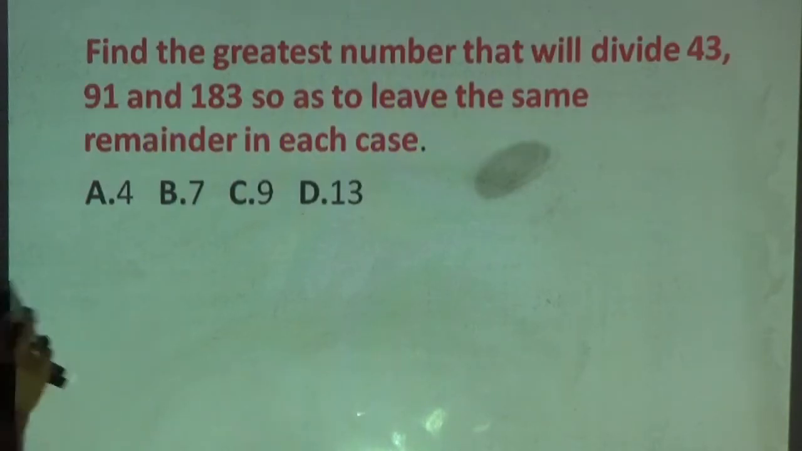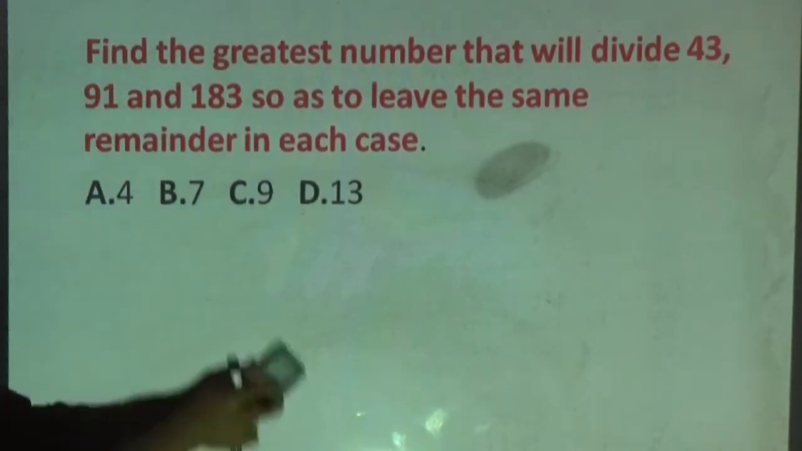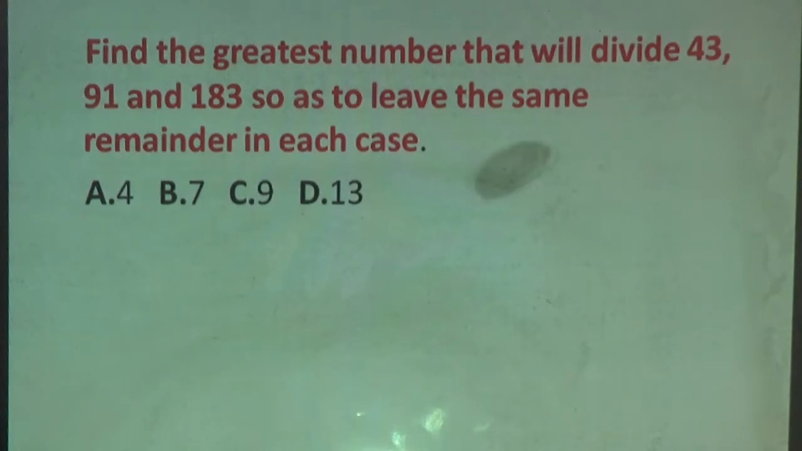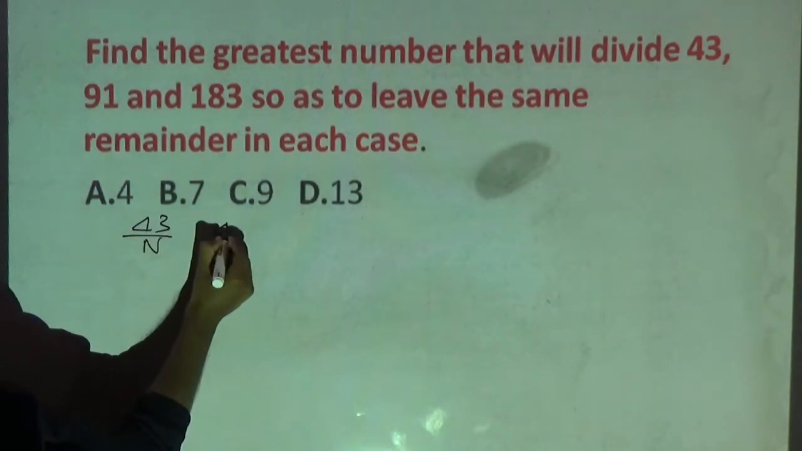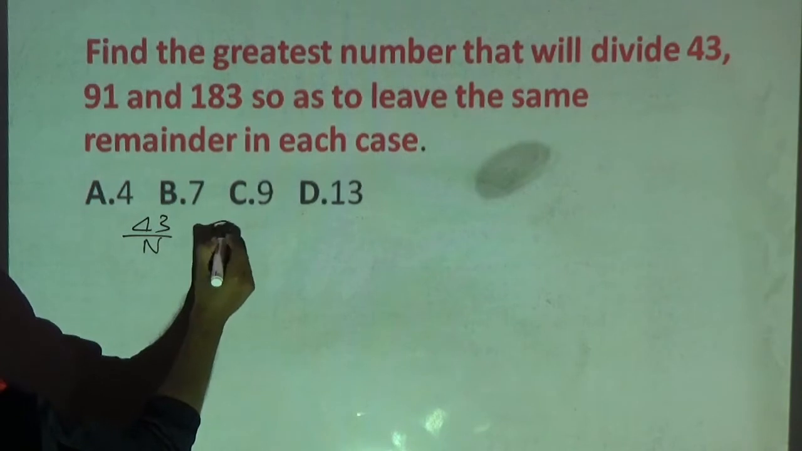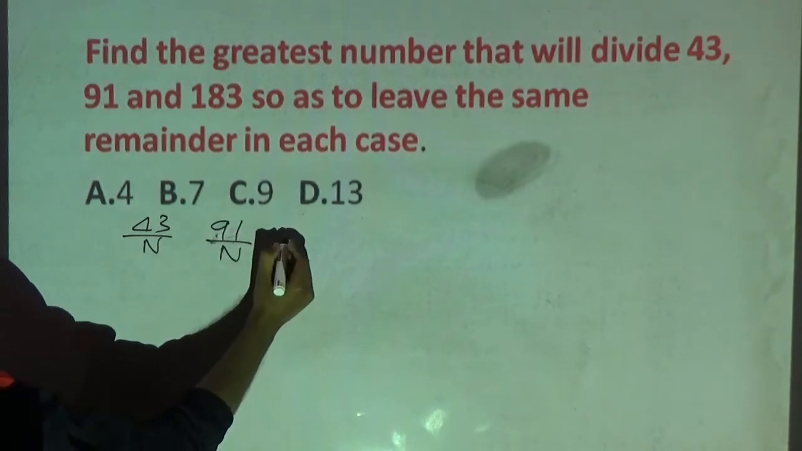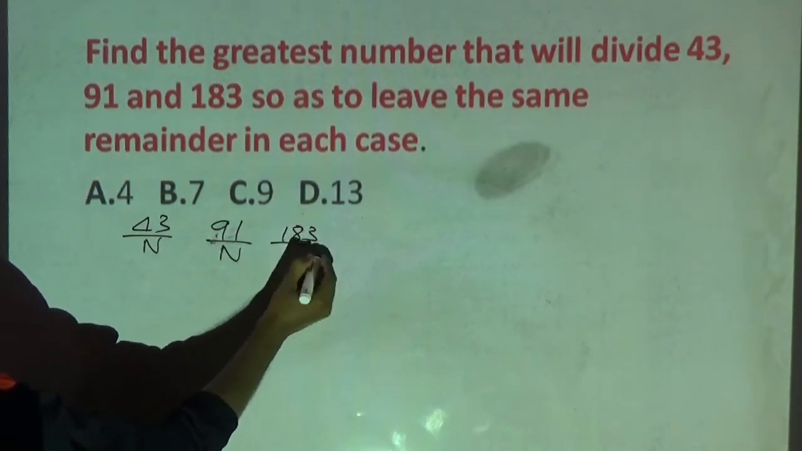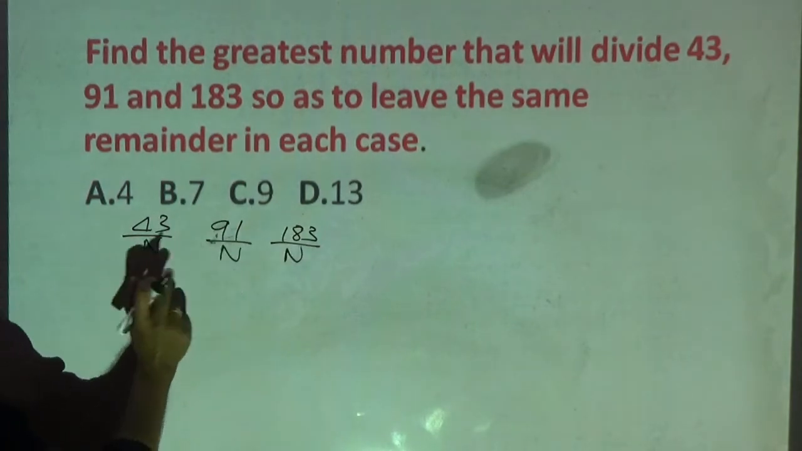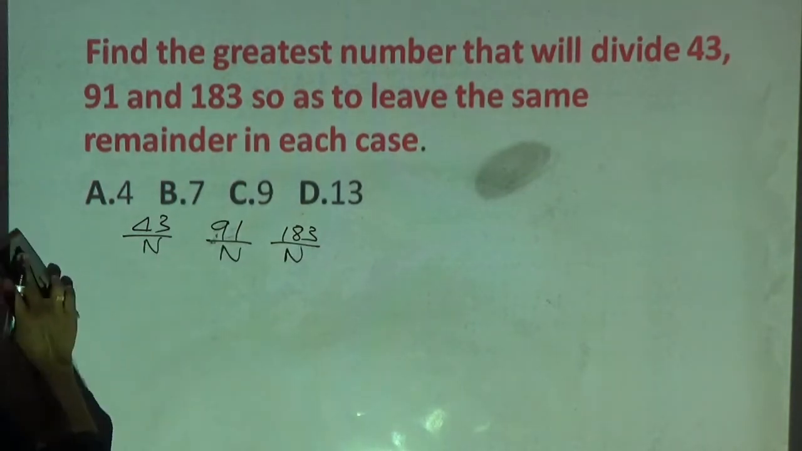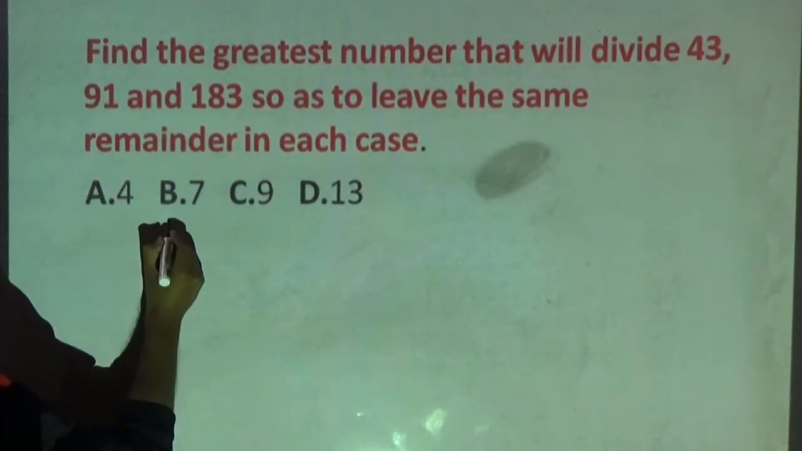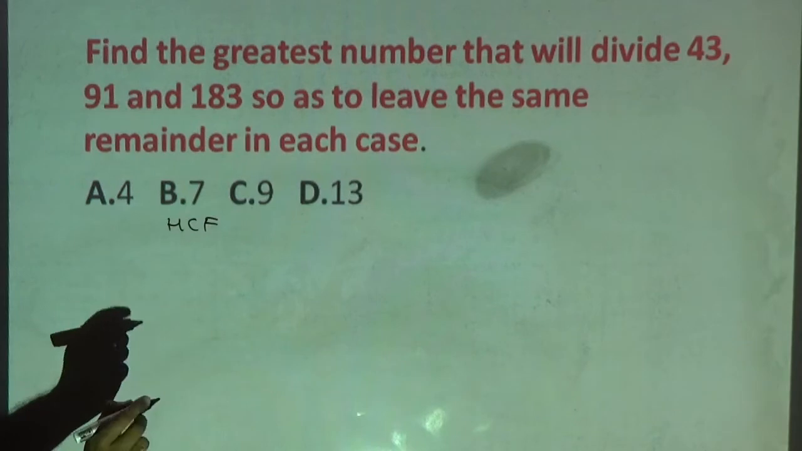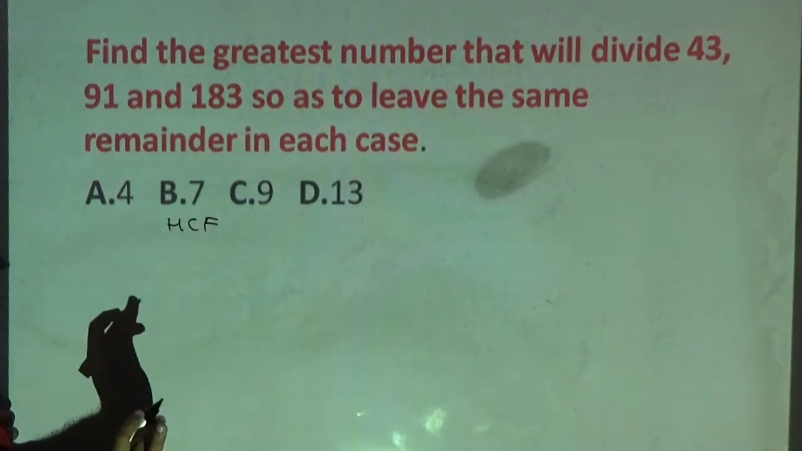Now I will go for the first problem. Please observe here. Find the greatest number that will divide 43, 91 and 183. That means the number that I want is in the denominator. That means I am going to find out HCF. This is your first step, to identify whether you are going to find out HCF or LCM. Now I need to find out HCF.